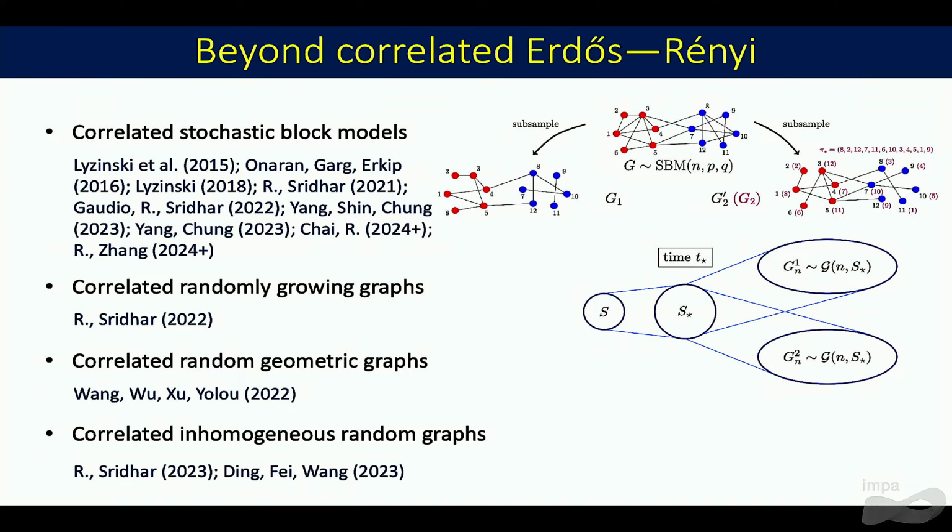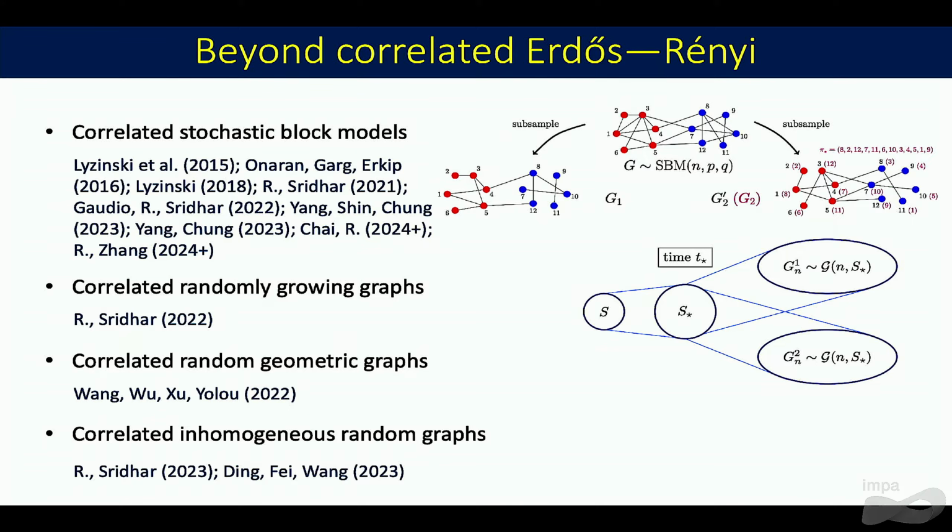There's an increasing amount of work that's trying to go beyond correlated Erdős–Rényi and understand various correlated random graphs with structure. There's an increasing amount of work on correlated stochastic block models. The model you can think of as the same kind of subsampling model, but you start with a stochastic block model. I talked about this two years ago in Eindhoven. You can use graph matching to improve various community recovery algorithms. So that's one kind of application where graph matching can help.